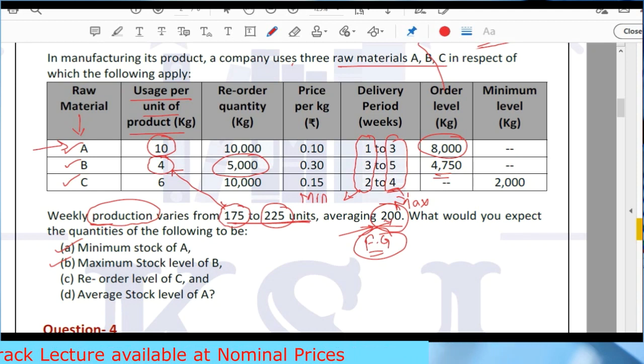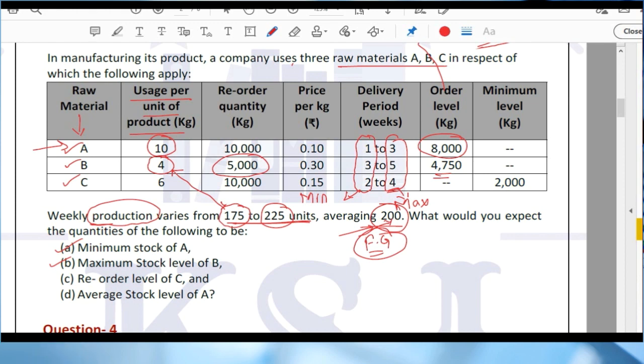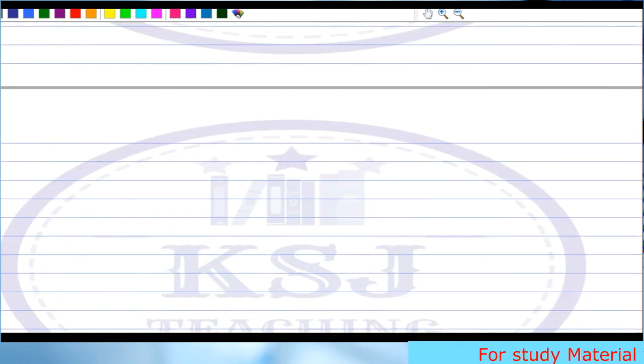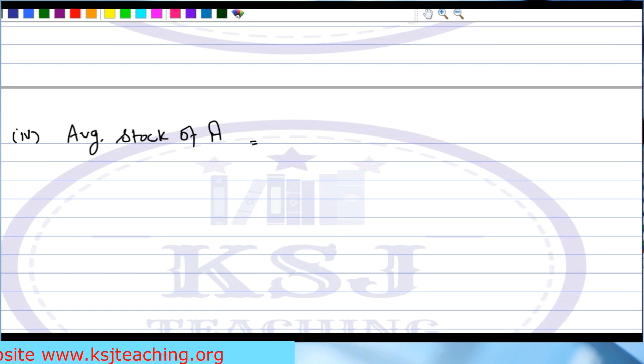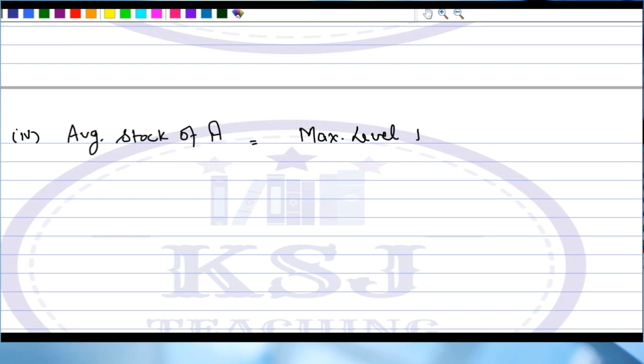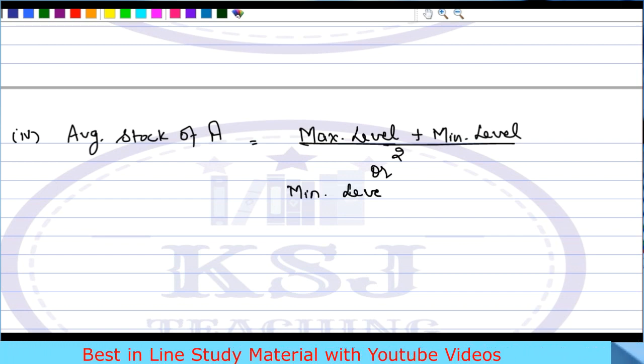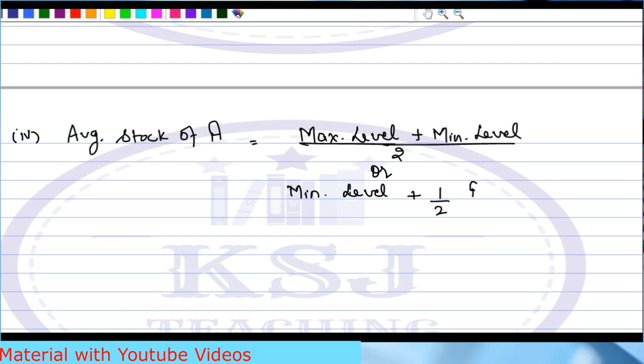Last part is average stock level of A. Now, they've asked you about the average stock level. Average stock level, I told you we can calculate it in two ways. Okay, first we'll write how we can calculate it. Average stock of A. Right, so there are two ways of calculating it. One is maximum level plus minimum level divided by 2, right? Or the other way is minimum level plus half of reorder quantity.